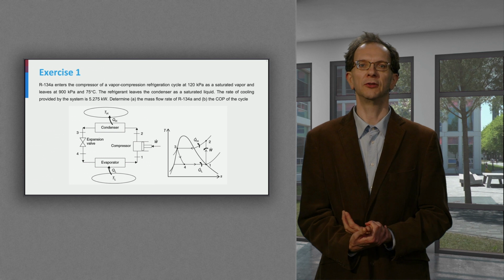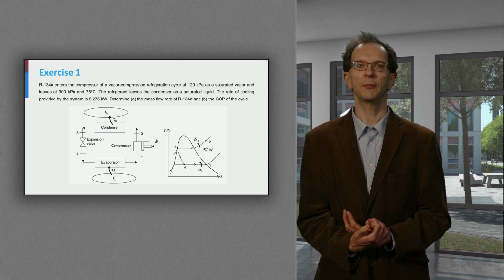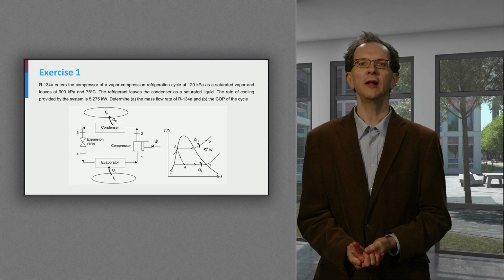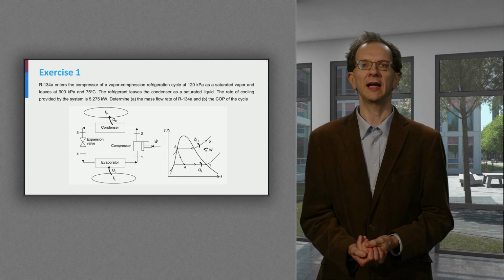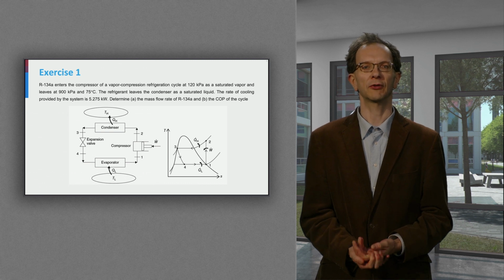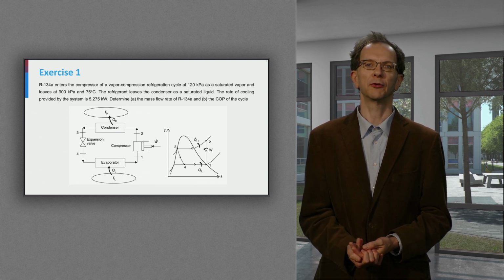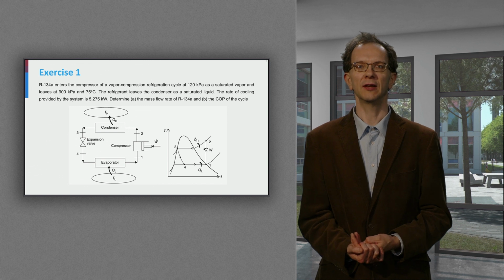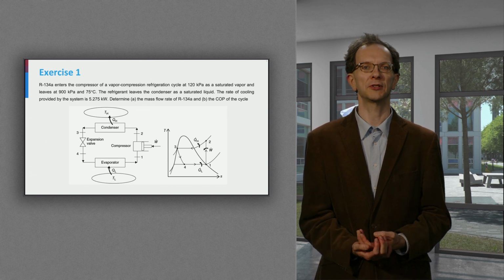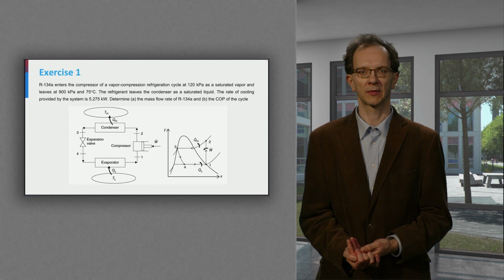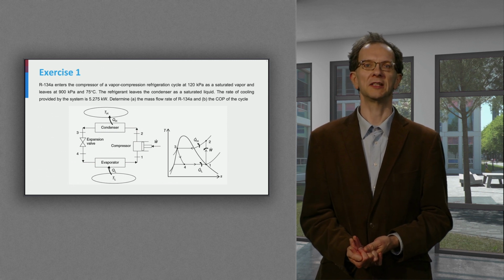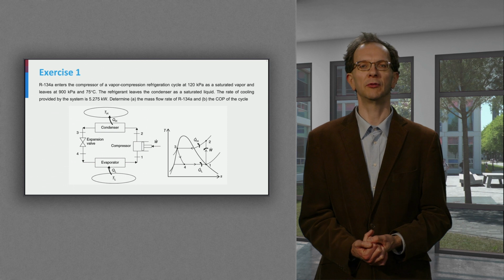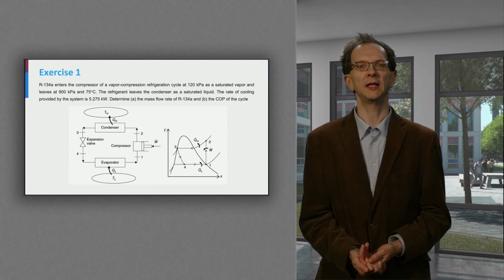R134A enters the compressor of a vapor compression refrigeration cycle at 120 kilopascal as a saturated vapor and leaves at 900 kilopascal and 75 degrees Celsius. The refrigerant leaves the condenser as a saturated liquid. The rate of cooling provided by the system is given and this is equal to 5.275 kilowatt. We are asked to calculate A, the mass flow rate of the refrigerant, and B, the COP of the cycle.